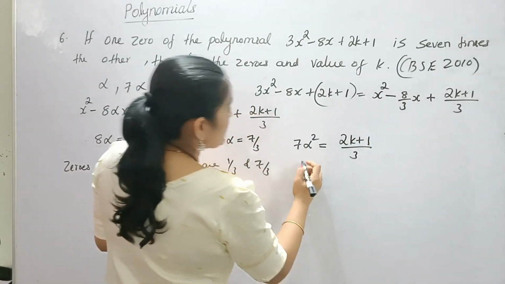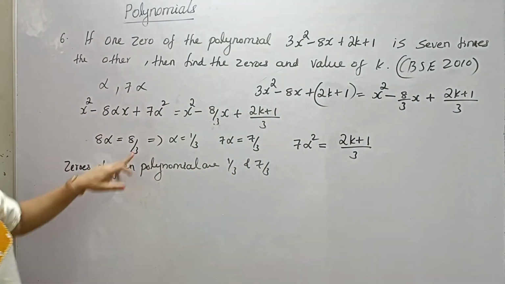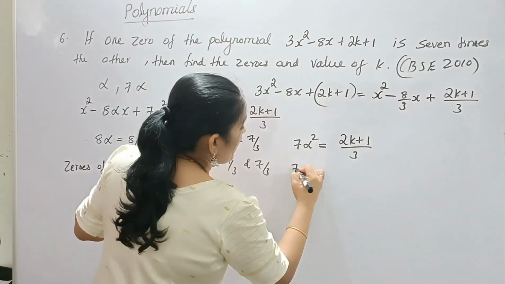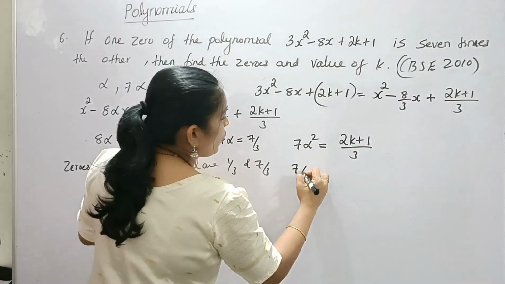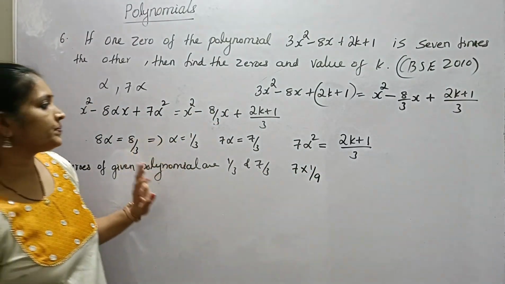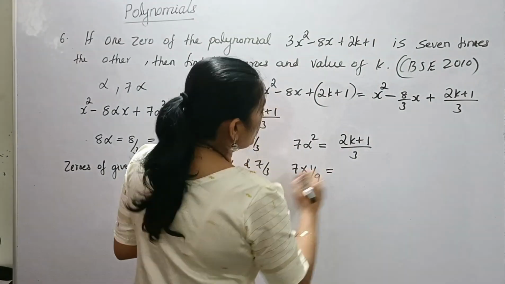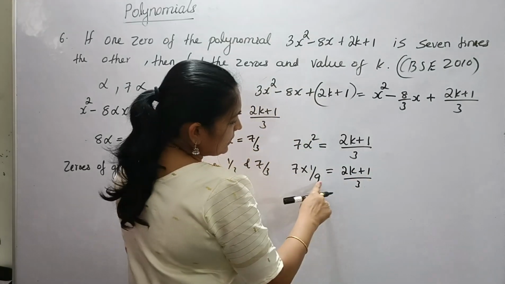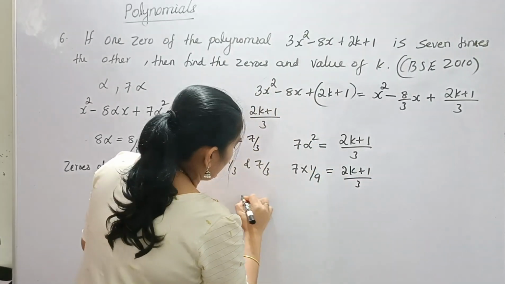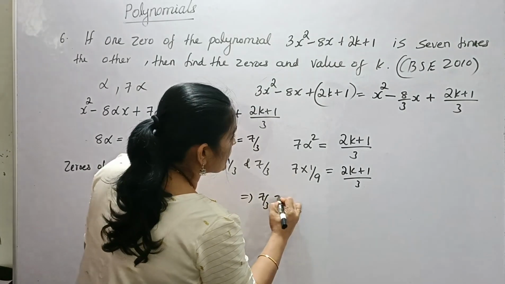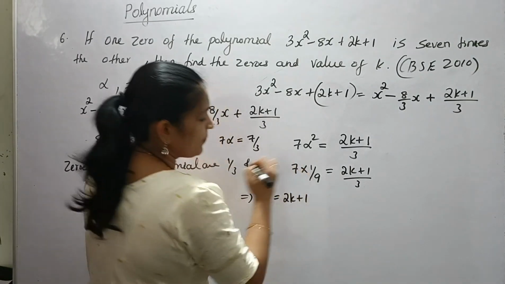What is alpha? The alpha value is 1 by 3. So 7 into alpha², which is 1 by 9 (1 by 3 squared), is equal to (2k + 1) divided by 3. Here 3 cancelled, so now it becomes 7 by 3 is equal to 2k + 1.